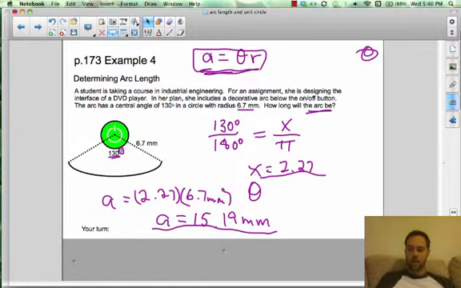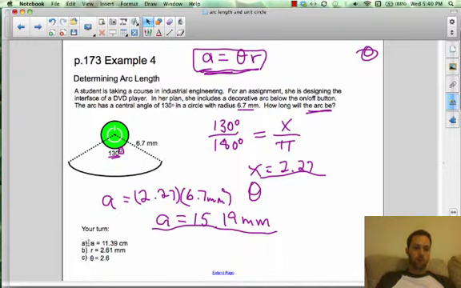Alright, welcome back. Here are the answers for the your turn. The first one, A, the arc length will be 11.39 centimeters. B, the radius will be 2.61 millimeters. And C, the angle will be 2.6 radians. So if you didn't come up with these answers, go back, give it another try, see if you can manipulate this formula to isolate the variable that you're looking for in each one of these cases.